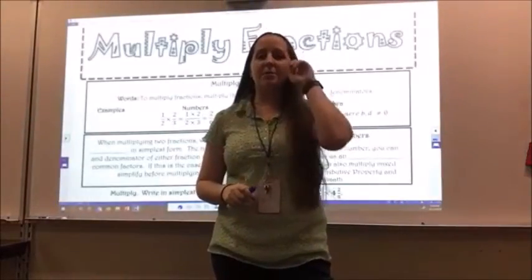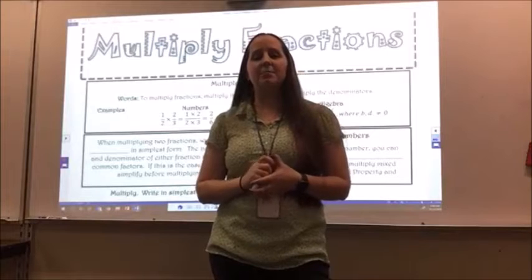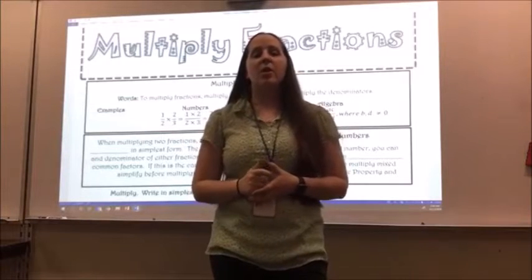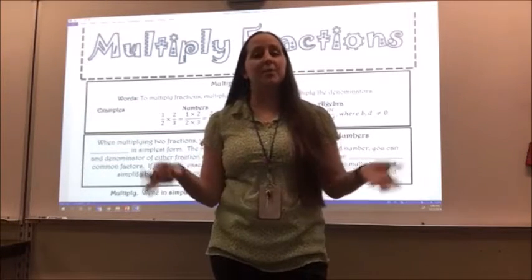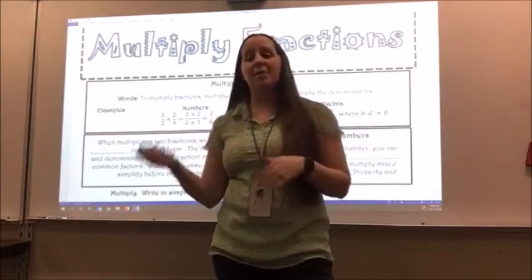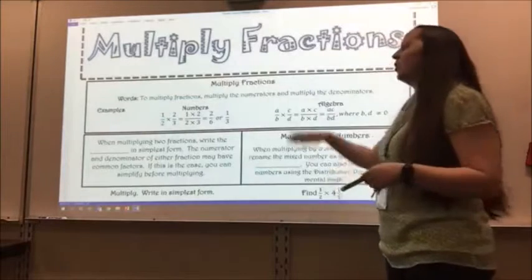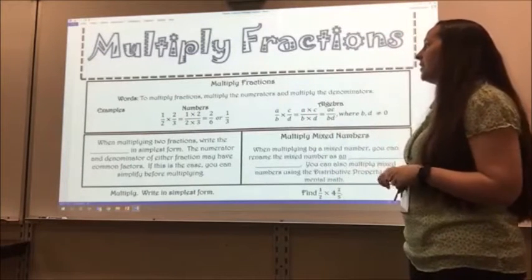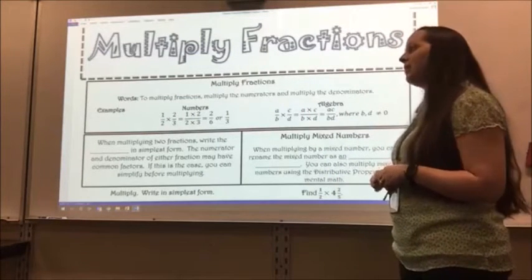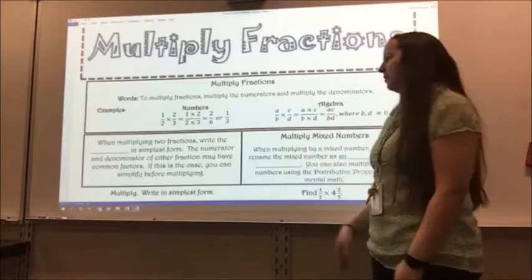All right, this is chapter 4, lesson 6, multiply fractions. So when I'm multiplying fractions, it's actually pretty simple. The idea is that I'm multiplying straight across, okay? And then you're simplifying. So in words, to multiply fractions, I multiply the numerators, and then I multiply the denominators, and then if I need to, I simplify, okay?